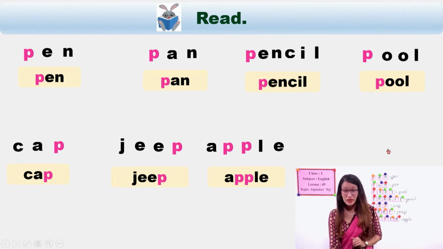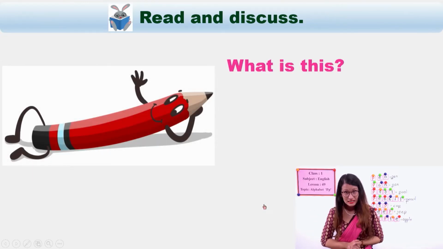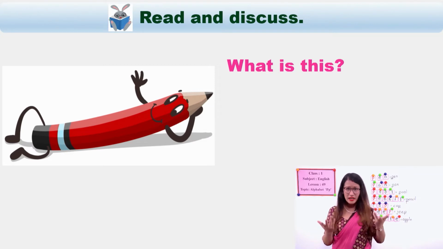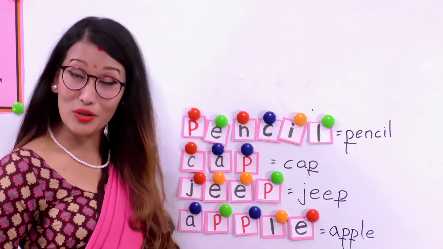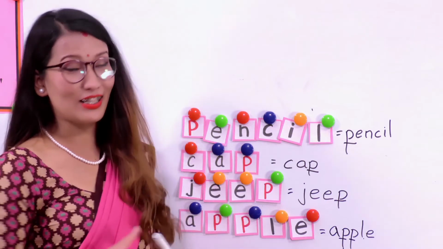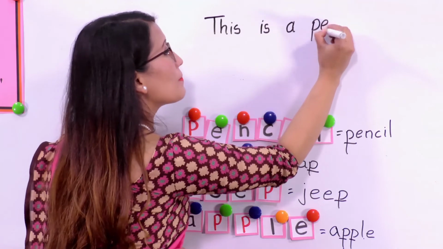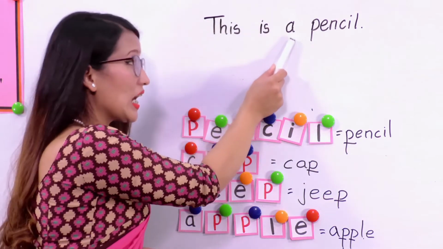Excellent. Now let us see what is here. Read and discuss. First you tell me. What is this? This is a bag. What is this? This is a pencil. Very good. Let me write the answer on the board. Okay, children. What is this? Did you look on the screen? This is a pencil. Say after me. This is a pencil.